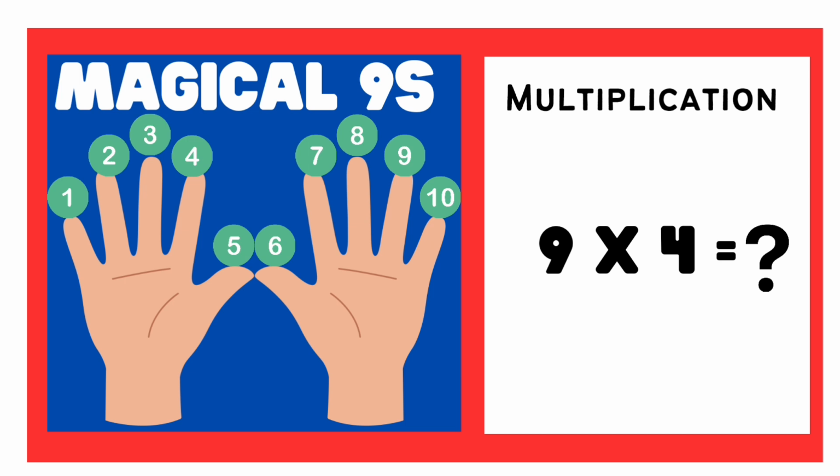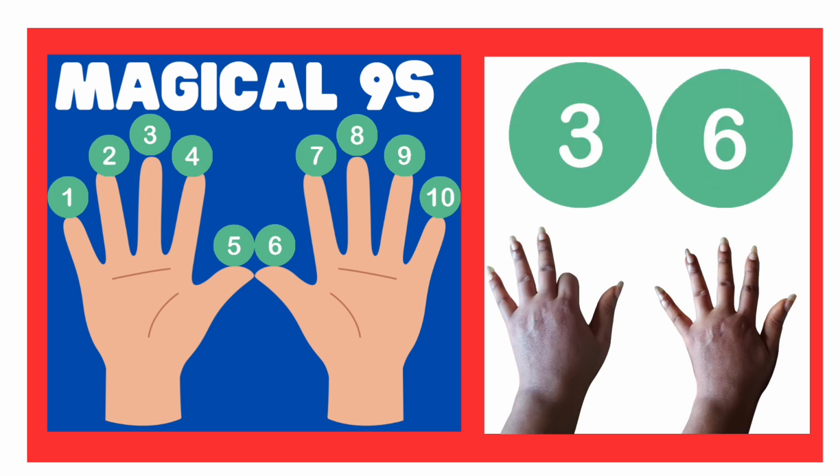9 times 4. Now let's hide our finger 4. How many fingers do we have before finger 4? 3. How many fingers do we have after finger 4? 6. 9 times 4 is 36.